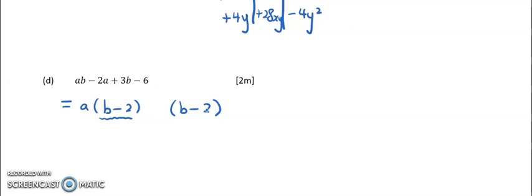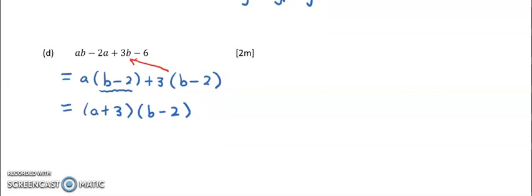Then I'm going to ask myself, where did this b come from? It actually comes from this term. So if it comes from this term, what is missing? Positive 3. Just to confirm, I use positive 3 multiplied by negative 2, and I found out that it's actually negative 6. So I'm correct. So a plus 3, whatever is outside the bracket, you just write it together, and b minus 2. And that's the answer. Okay, let's continue with part E.